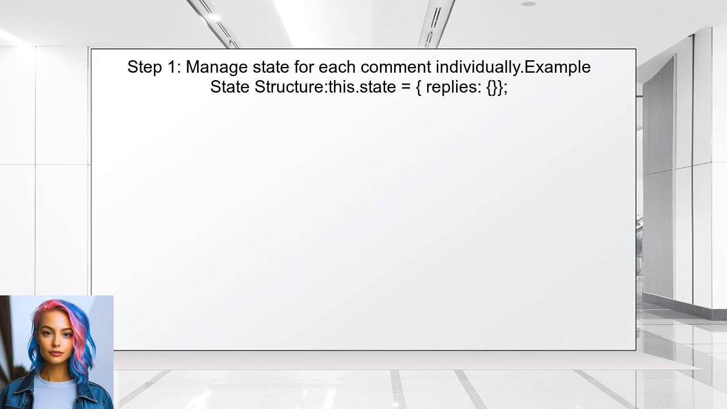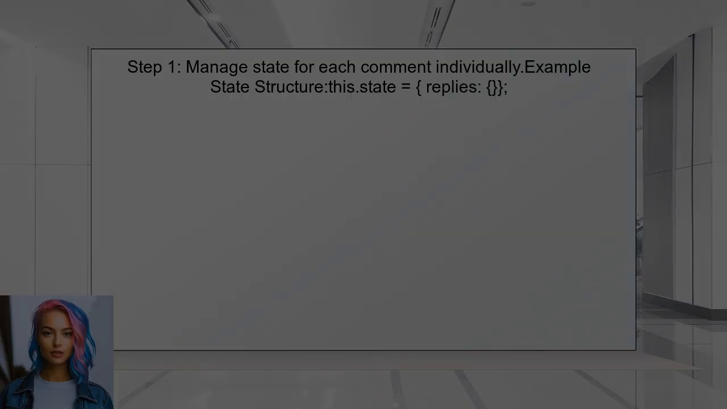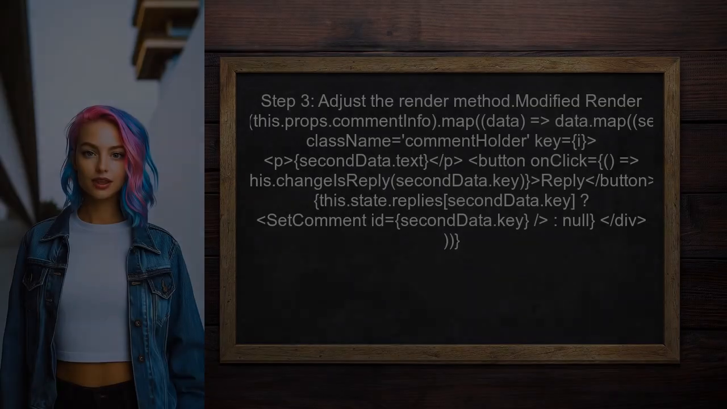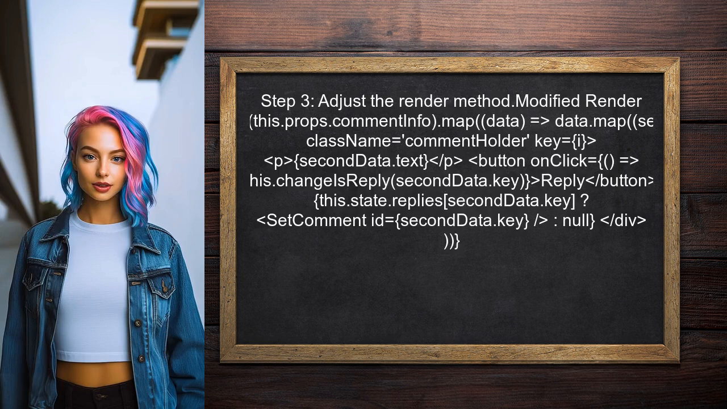To modify only one element in the React map function, the user should first manage the state for each comment individually. This can be done by storing the reply state in an object where each key corresponds to a comment's unique identifier. Next, the user should update the changes reply function to accept an identifier for the comment. This way, when the reply button is clicked, it will toggle the reply state for that specific comment only. Now, the user needs to adjust the render method. When mapping through the comments, they should pass the unique identifier to the changes reply function and check the state for that specific comment to conditionally render the reply component.